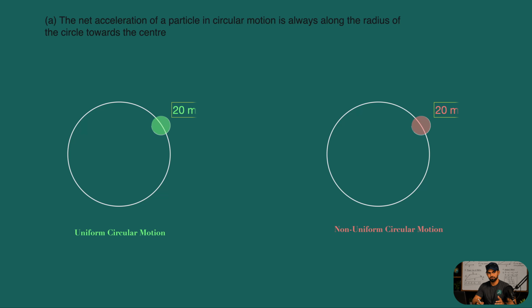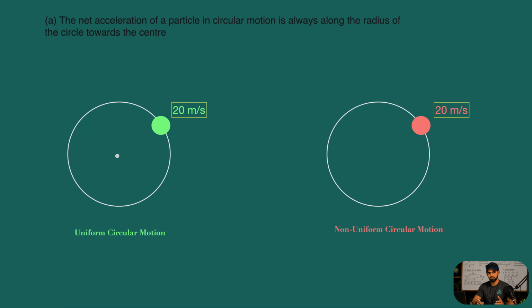In uniform circular motion, an object moves along a circular path with constant speed. Notice that I'm saying speed, not velocity, because although the speed remains constant, the direction of velocity keeps changing continuously. In non-uniform circular motion, the object still moves along a circular path, but its speed keeps changing with time. Now let's look at the characteristics of acceleration in both types of circular motion.